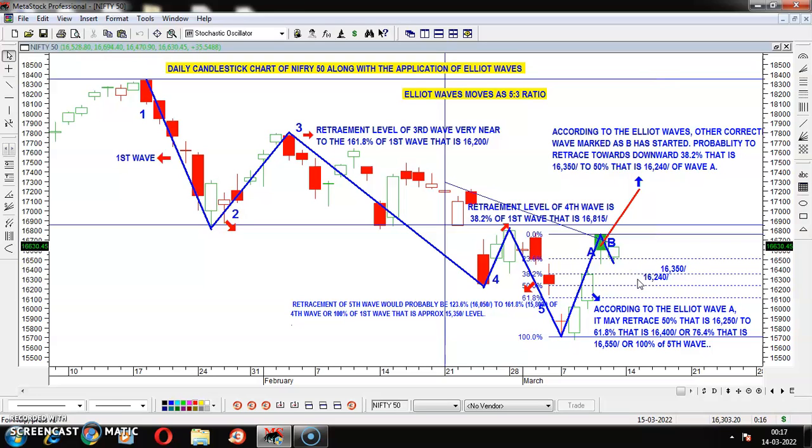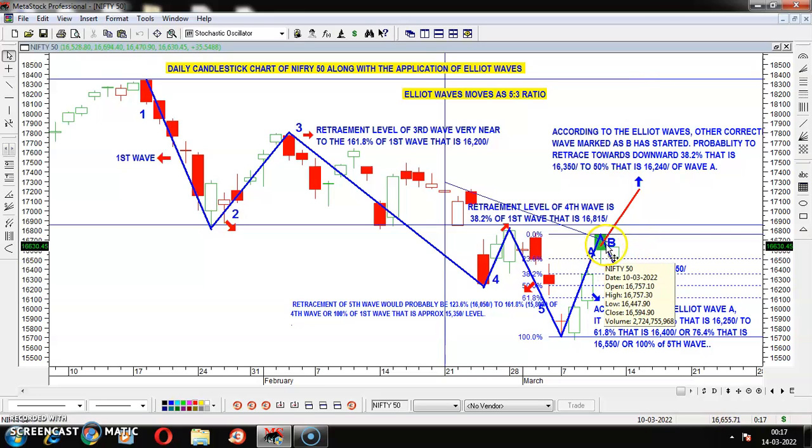As far as the Elliott waves are concerned, what you saw is that B, the second corrective wave, has just started. But whenever we see the end of B, it means that the correction will end. From there we can expect some up move. We can expect some bounce back.